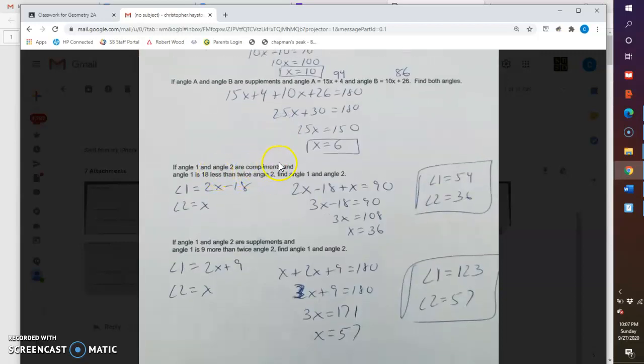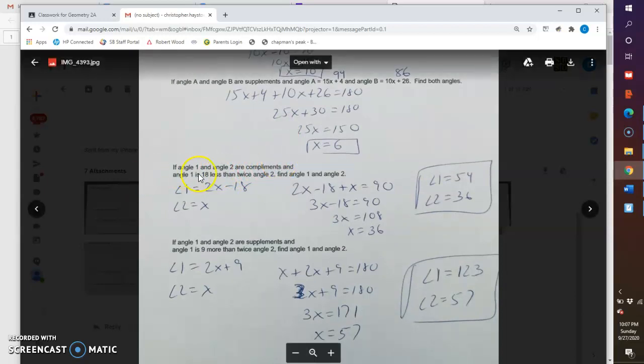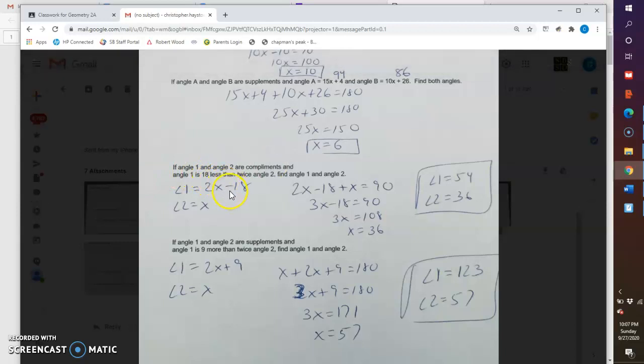When you're told two angles are complements, you know they're going to add up to 90. But in this case, angle 1 is 18 less than twice angle 2. We don't know what angle 2 is, so we call it x. And angle 1 is going to be double it minus 18. And then we simply set up the 2x minus 18, which is angle 1, plus x, which is angle 2, and that equals 90. 3x minus 18 equals 90, 3x equals 108, and our x equals 36. When you plug it in, angle 2 is 36 degrees, and 2 times 36 minus 18 is 54.